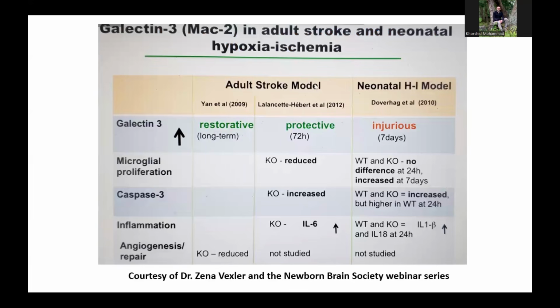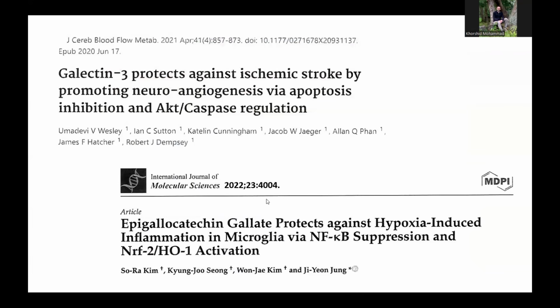One of them is use of galectin, which has been shown to be very useful in adult stroke models in rodents, and also has been studied in neonatal hypoxic ischemic encephalopathy. And here's just a paper to demonstrate how this may work.